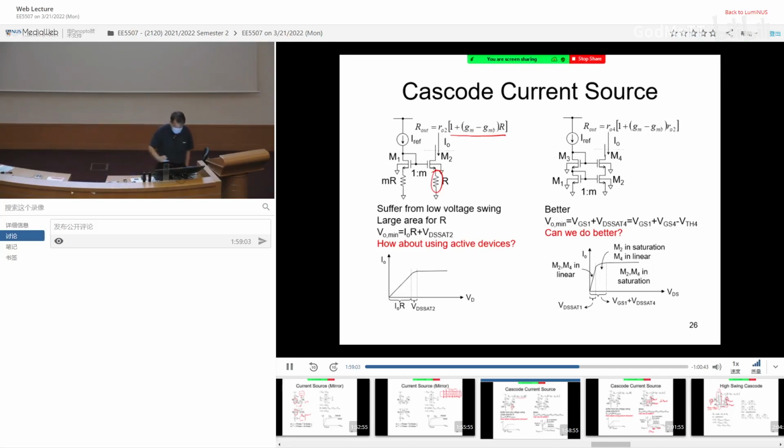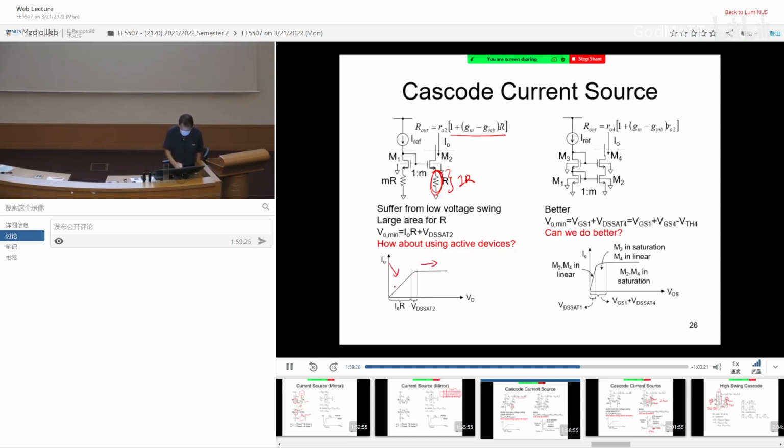So why we don't use a resistor here is because there are issues with a resistor. The larger the resistor that you insert over here, you need to sacrifice IR drop. The larger the R, the larger the drop. So your current source will look something like this. You only behave like a current source beyond this region.